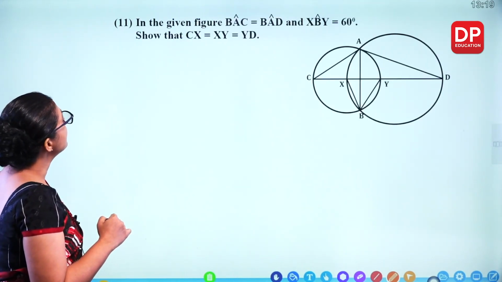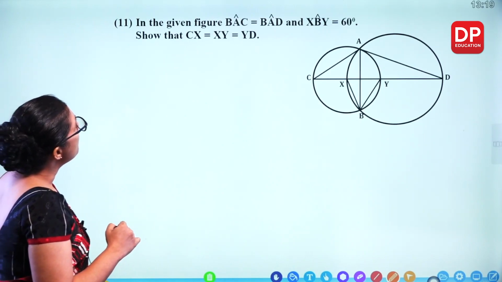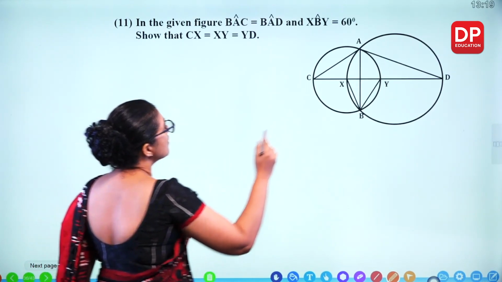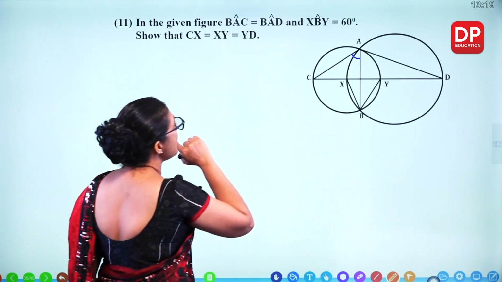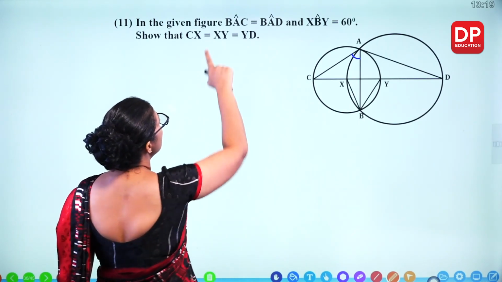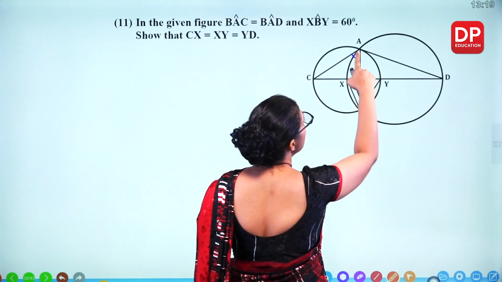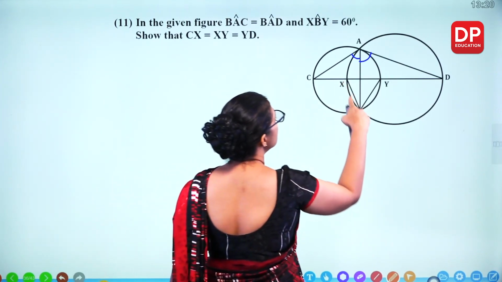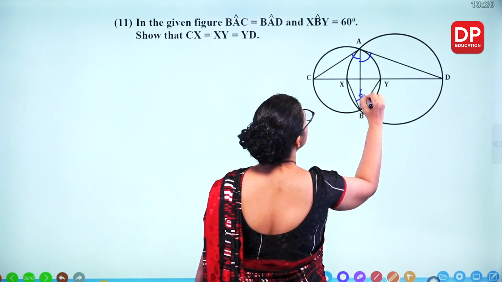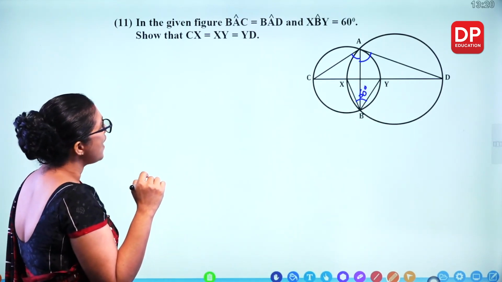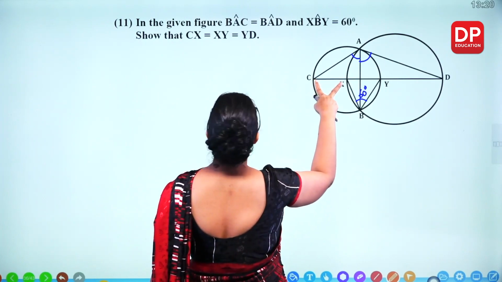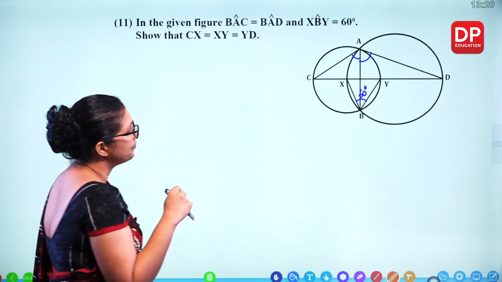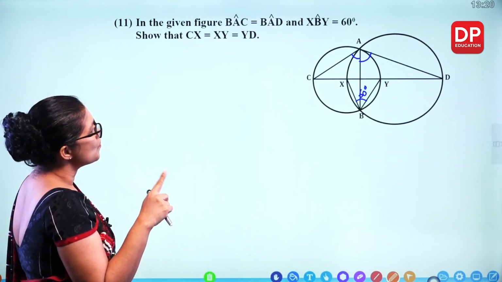Question number 11. In the given figure, angle BAC and BAD, these two angles are equal. XBY, this angle is 60 degrees. Show that CX is equal to XY, that's equal to YD. CX, XY, YD.